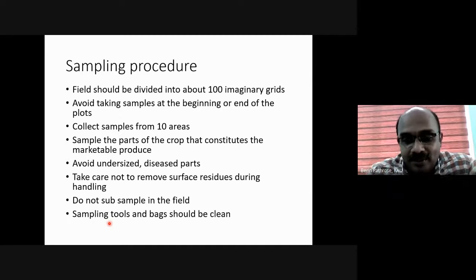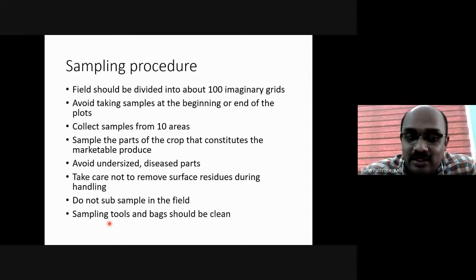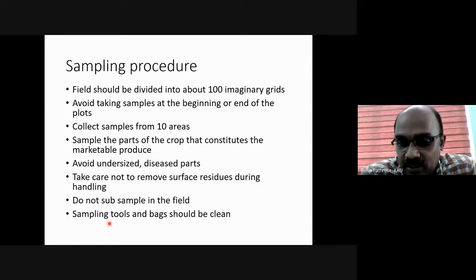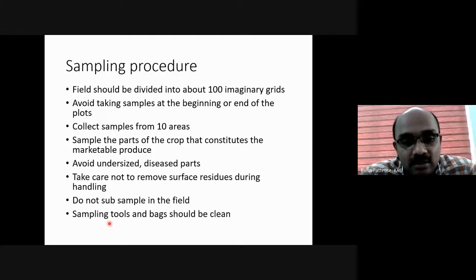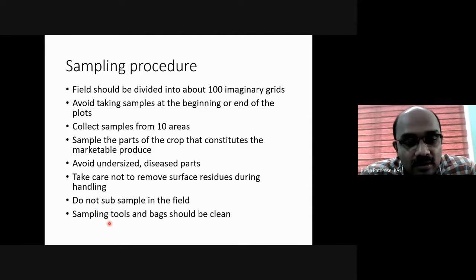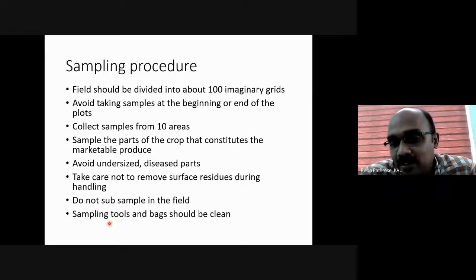Why? I'm asking a question. I have given a sentence: avoid taking samples at the beginning or end of the plot. What can be the reason? This is a practical question.